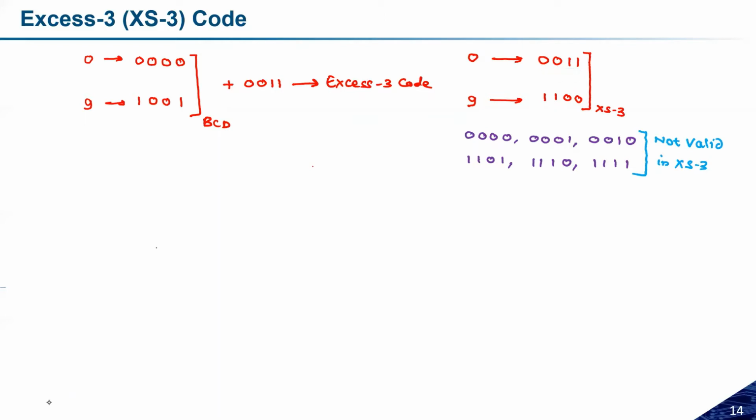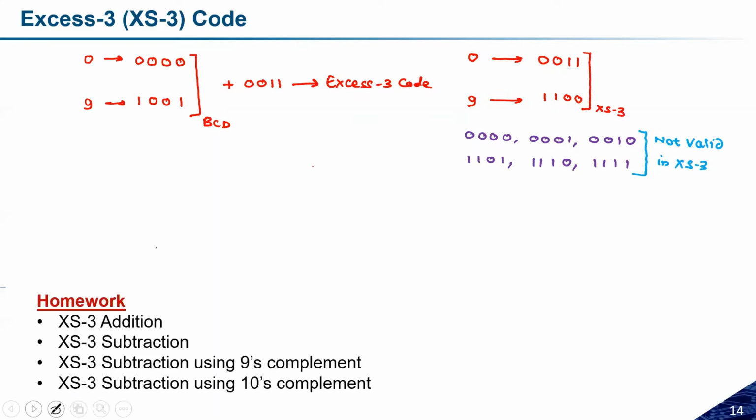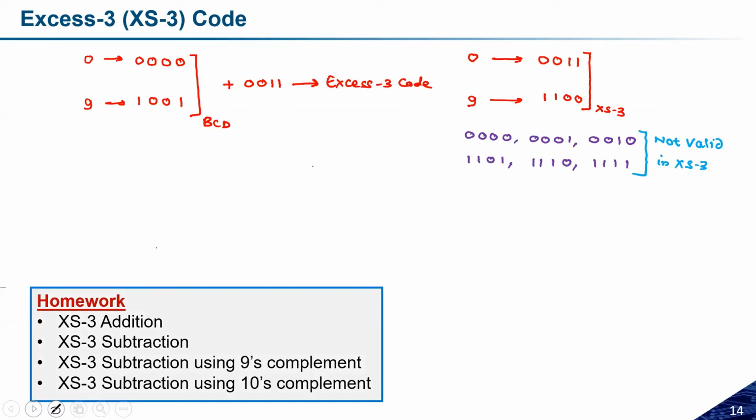So the homework is to perform some Excess-3 addition, perform some Excess-3 subtraction, and then Excess-3 subtraction using 9's complement and Excess-3 subtraction using 10's complement. So this is the homework that you have to do at home, just like what we did for the BCD code. So this is all about the Excess-3 code.